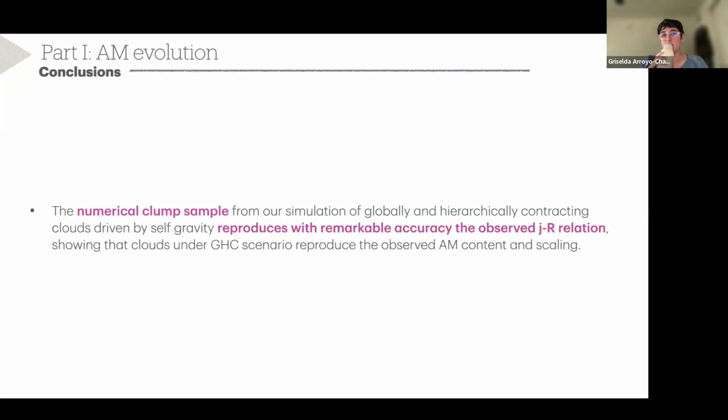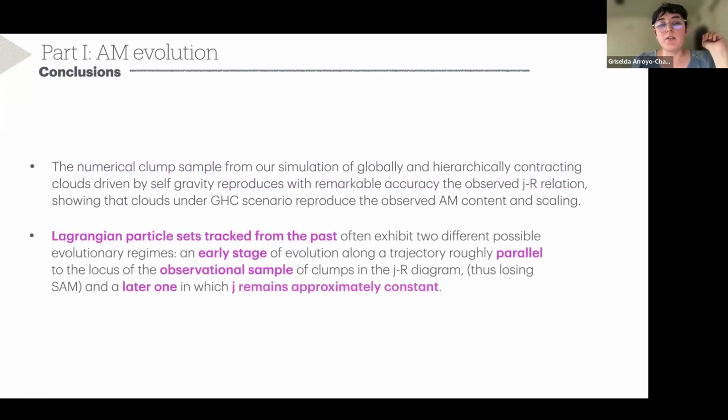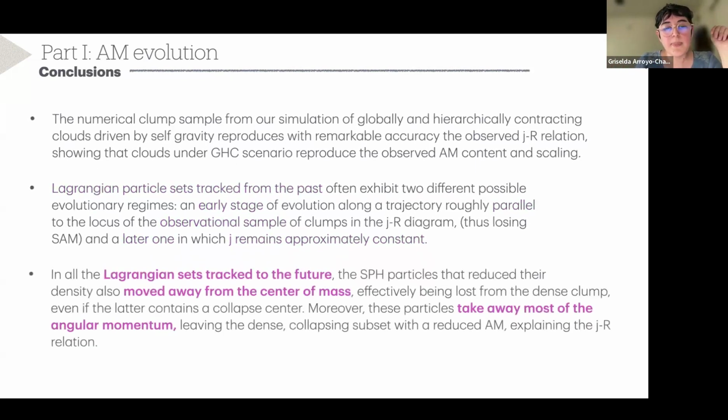So, conclusions in the first part. We can reproduce the J relation observed using a simulation of global hierarchical contraction, as you saw. In tracking these clumps from the past, always following the same set of particles, we identify two periods of evolution: an early one with a slope very similar to that in the observations, and a late one where they are more or less conserving angular momentum. And in tracking Lagrangian sets to the future, no matter the density threshold we use to define the clumps, we always lose some of the particles, and these particles take away most of the angular momentum of the clump, allowing the rest of the material to collapse.